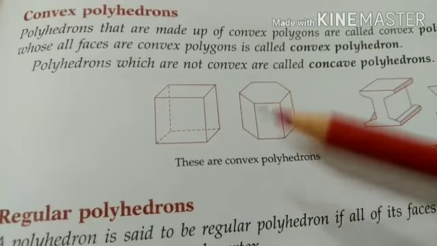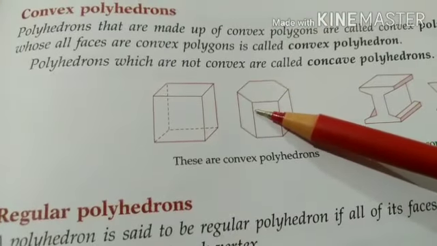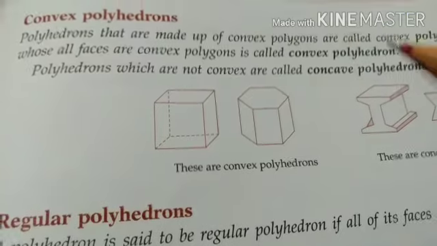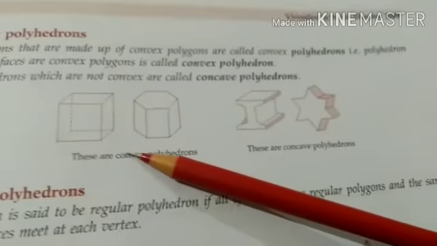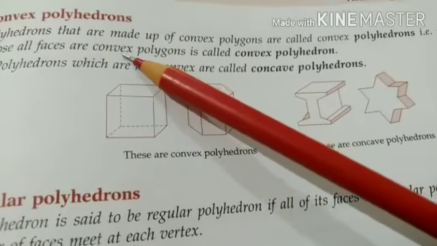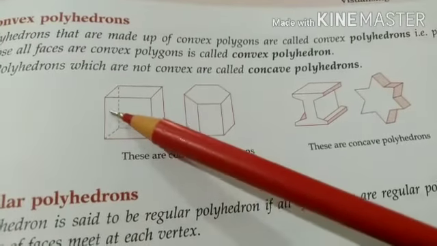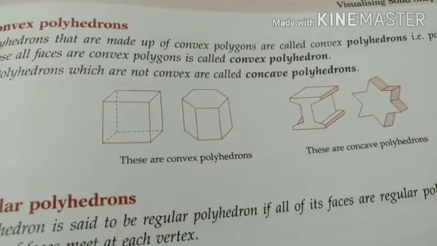Convex polygons mean interior angles. These interior angles should be less than 180 degrees. Such polyhedrons are called convex polyhedrons. As you can see, in this polyhedron, all the faces are convex because all the interior angles are less than 180 degrees.